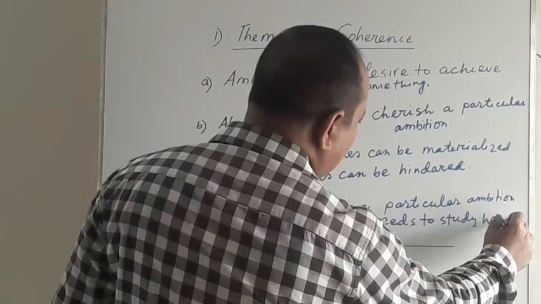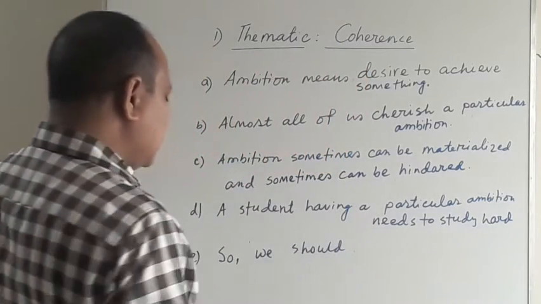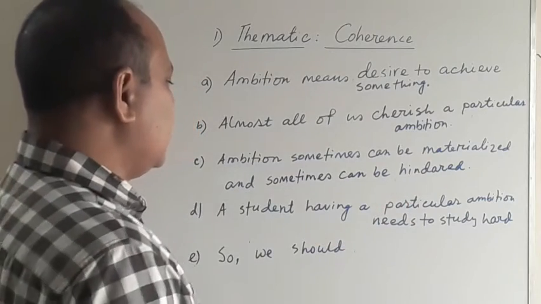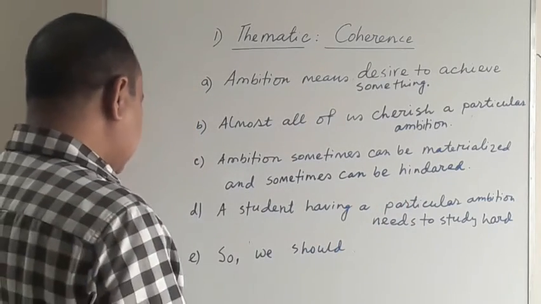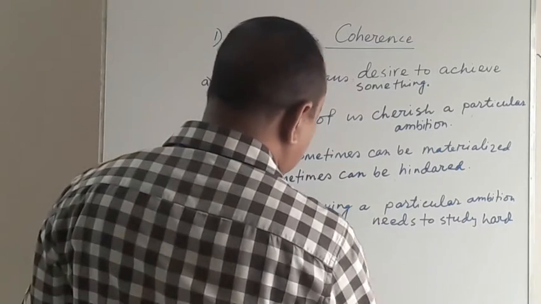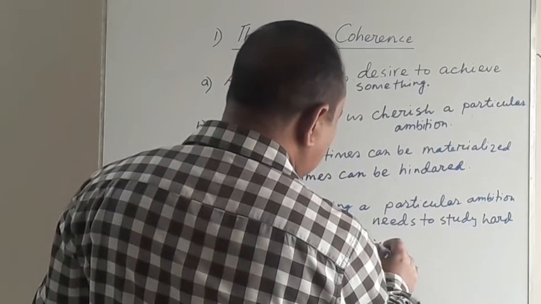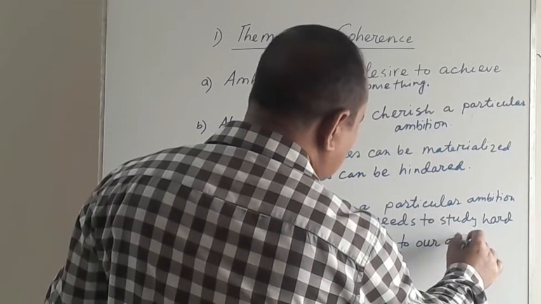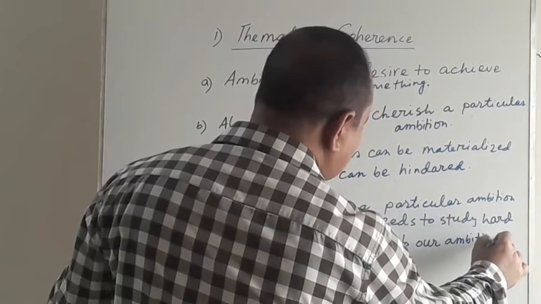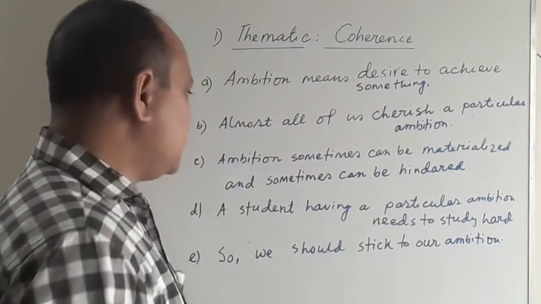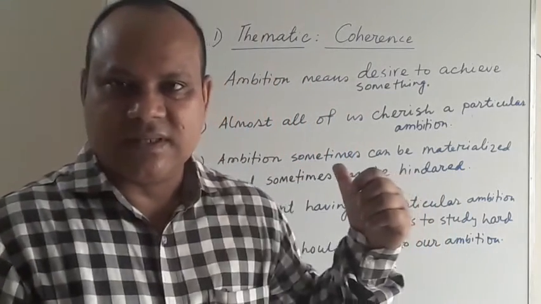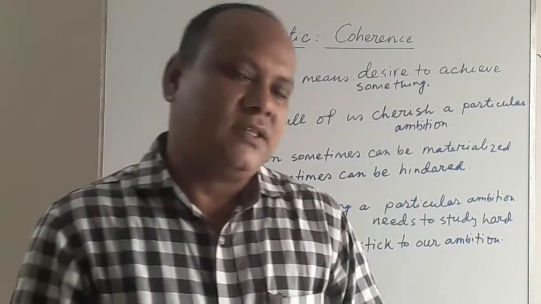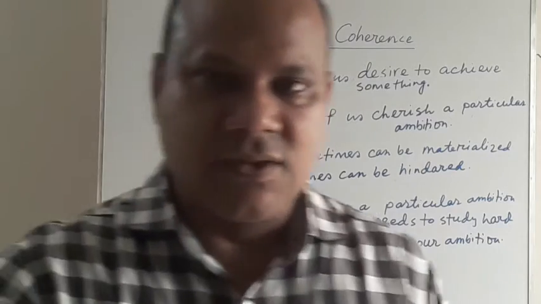So look at the sentence. A student having a particular ambition needs to study hard. And last sentence, so we should, what can we do? So we should stick to our ambition. So my dear students, you have to complete this type of sentences in this way because there is a coherence, and that's why I have named it thematic completing sentences, my dear students.